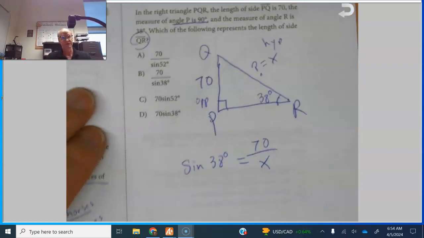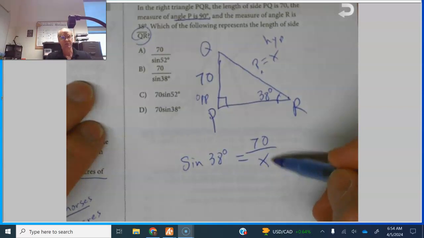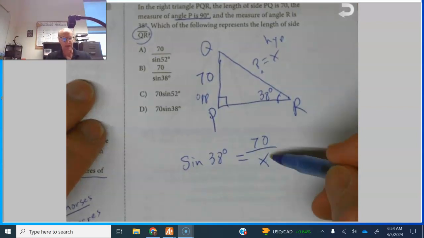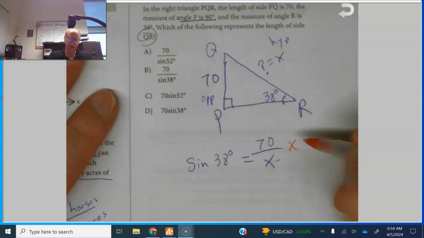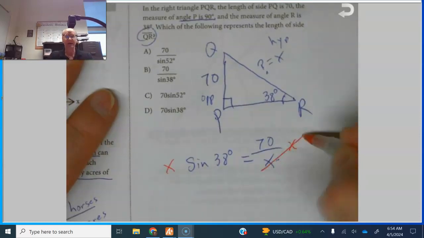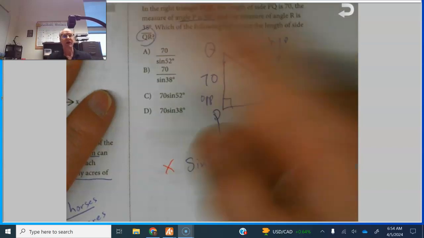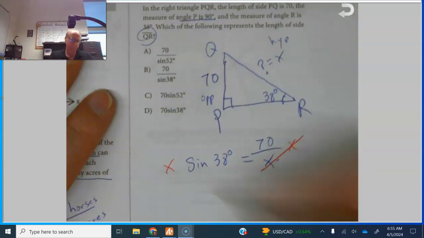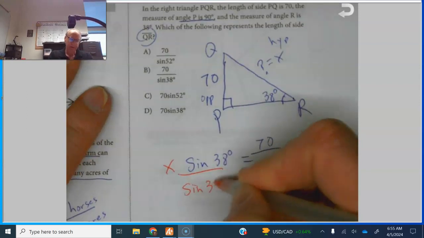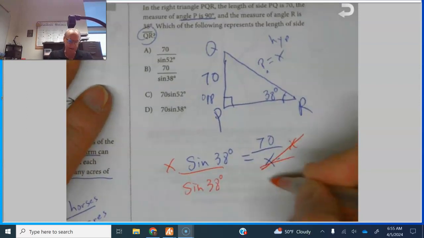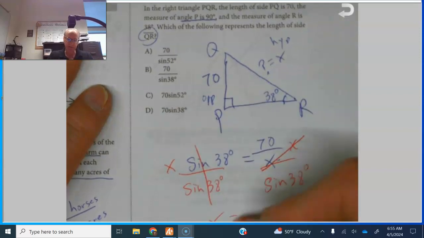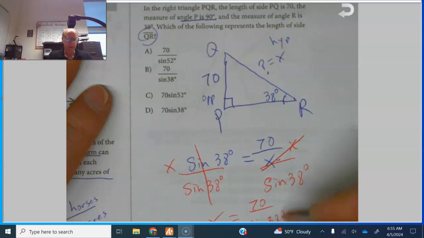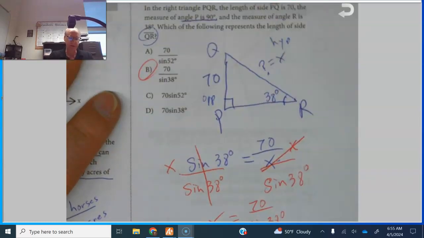And this is one of those weird situations. I can't just multiply by 70 on both sides because the x is in the denominator. The trick for solving this is you multiply by x on both sides, and the x cancels out, and then you end up dividing by the sine of 38. Some people are just going to guess and maybe guess correctly, but I doubt it. There's my answer. X is equal to 70 divided by sine 38. And there it is. And it is B.